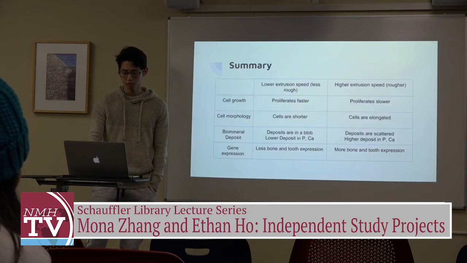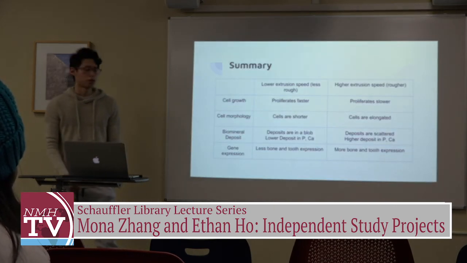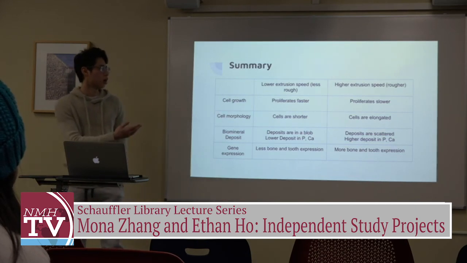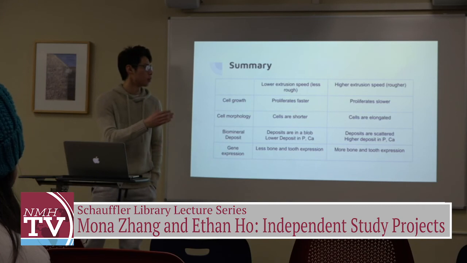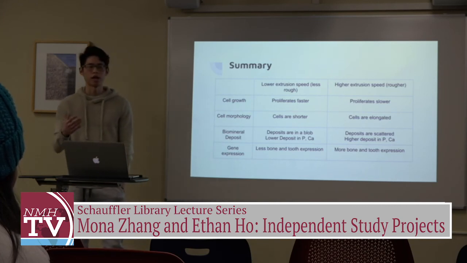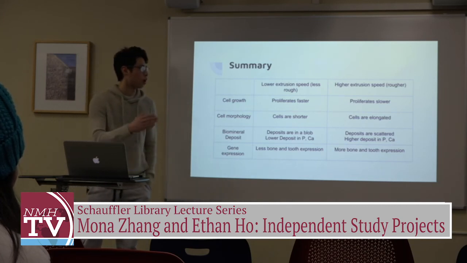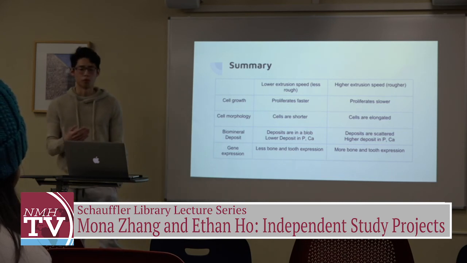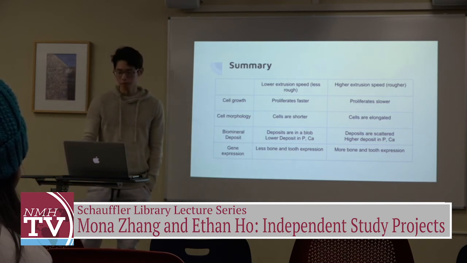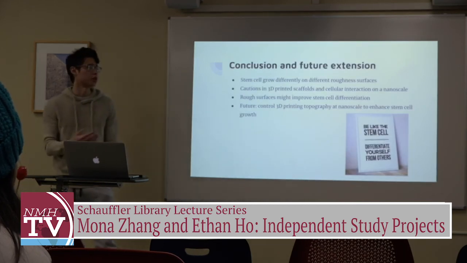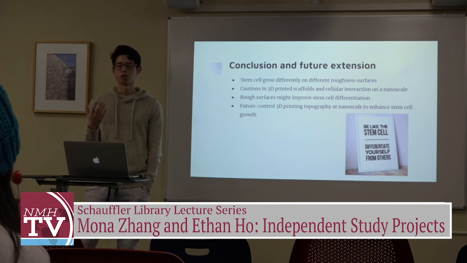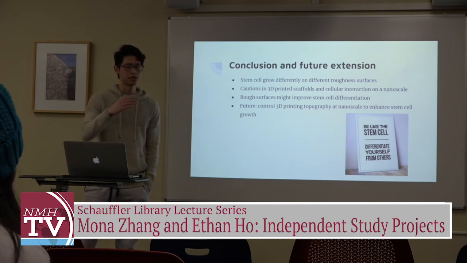In a summary, we see that with higher extrusion speed, it grows slower and the cells are elongated, but there's more expression and more cells are turning into bone and tooth cells, which is really interesting because, as a takeaway and conclusion, we could manipulate the scaffolds to increase how much these cells are growing.